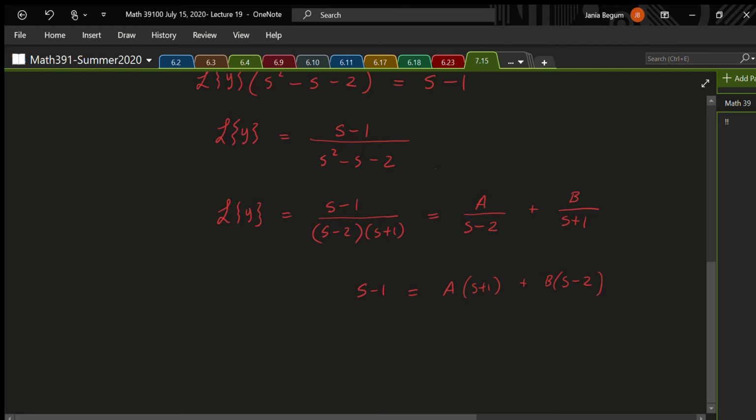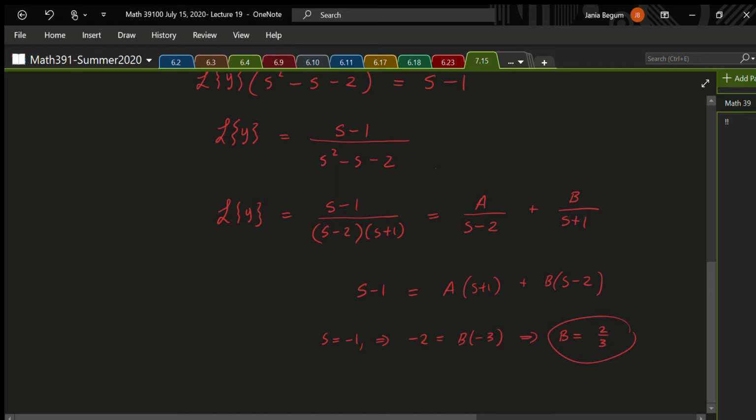So if I let s be -1, so I'm just picking and choosing, that way it'll cut down some of the work. If I let s equal -1, I have -2 is equal to, so the term involving A will go to 0, so I can solve for B, so that would be B times -3. So I have B is equal to 2/3. So that's kind of nice.